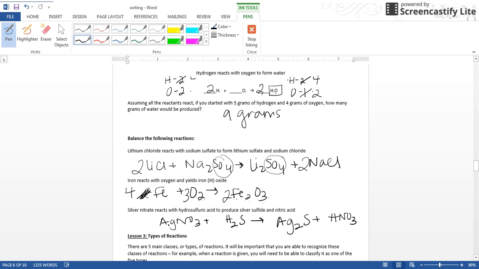Last one here, silver nitrate, 1 silver, 2 silvers, put a 2 here. Now I have 2 nitrates, treating this as a group. Then I only have 1 nitrate right here, so I'm going to add a 2 out in front. Now I keep going. So I've got 2 hydrogens, 1 sulfur, I'm good to go. And that's it.